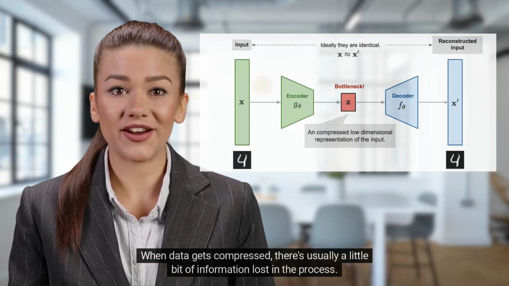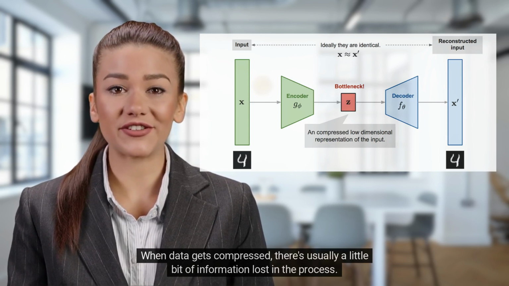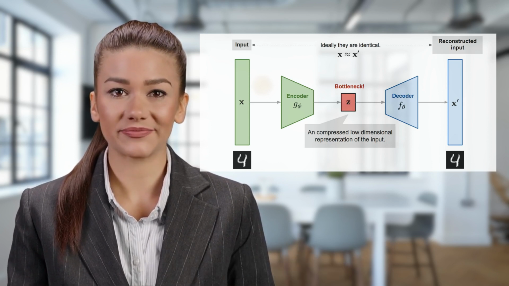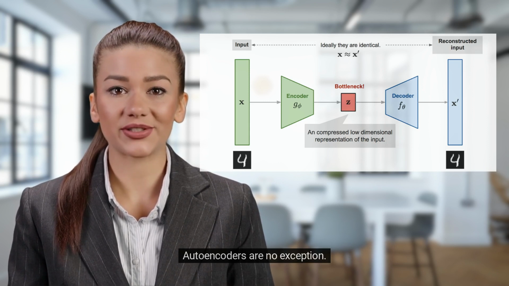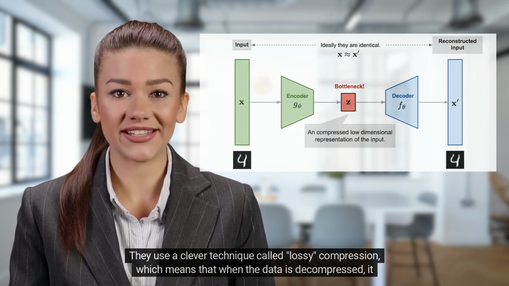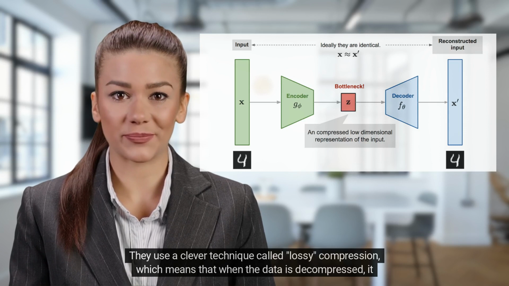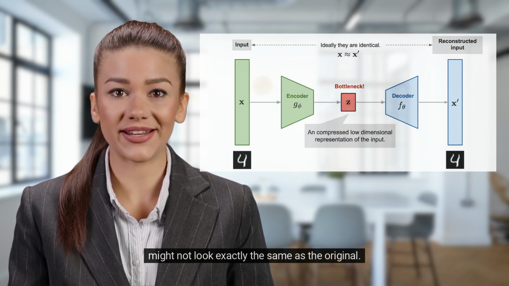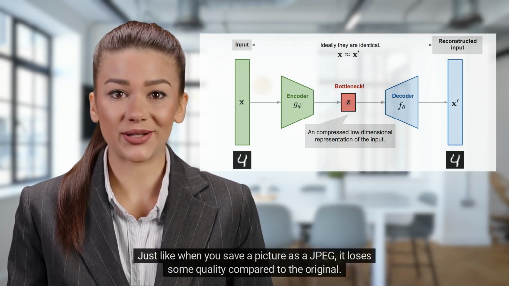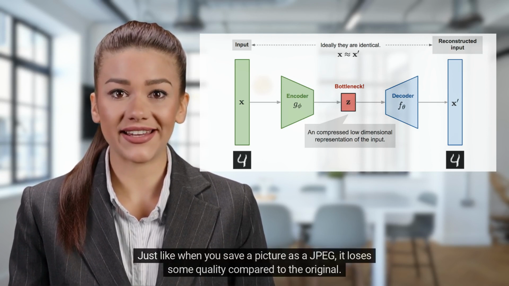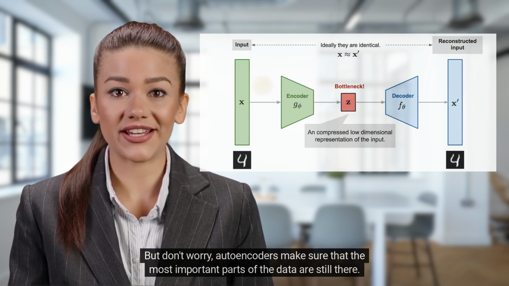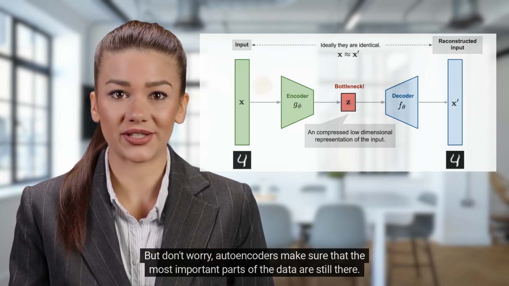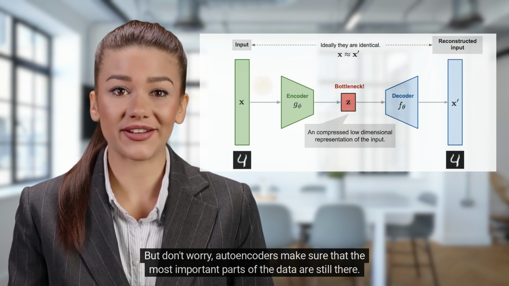When data gets compressed, there's usually a little bit of information lost in the process. Autoencoders are no exception. They use a clever technique called lossy compression, which means that when the data is decompressed, it might not look exactly the same as the original. Just like when you save a picture as a JPEG, it loses some quality compared to the original. But don't worry, autoencoders make sure that the most important parts of the data are still there.